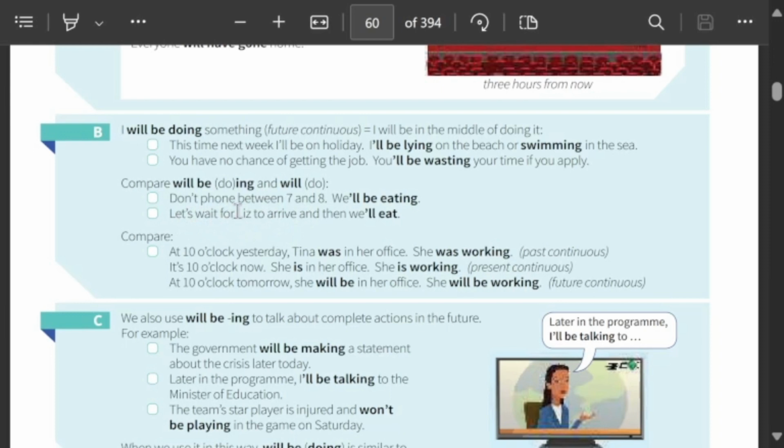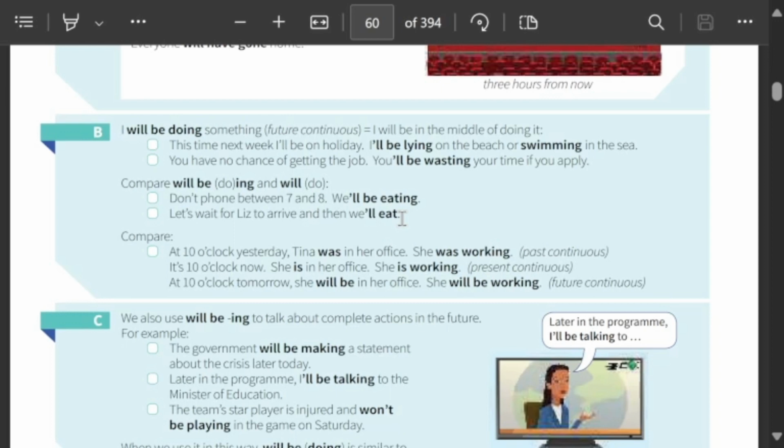So you don't put "let's wait for Liz will arrive." No, no. The sentence is in present simple. Let's wait for Liz. Liz is an object. To arrive, not again another verb. And this action of arriving is done by Liz, the object, not by us, the subject. Okay? Let's wait for Liz to arrive and then we'll eat. All together, we'll eat. Not we will be eating.